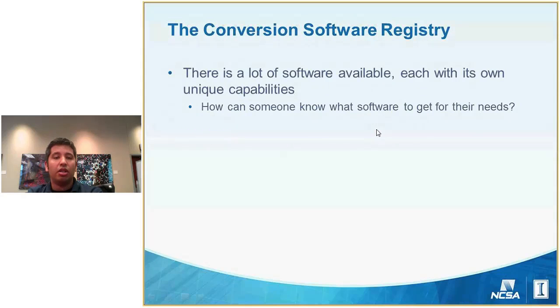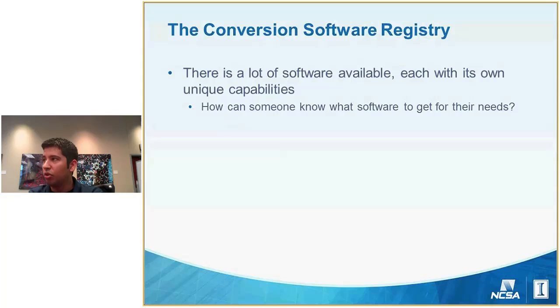The idea with the conversion software registry, and why we made it, is that there is a lot of software out there, and a lot of file formats out there, with unique capabilities in terms of opening and saving files and what file formats they support. How can somebody identify what software they need? I have this data, I need to convert it to this. How can I find the software that I need to do that?